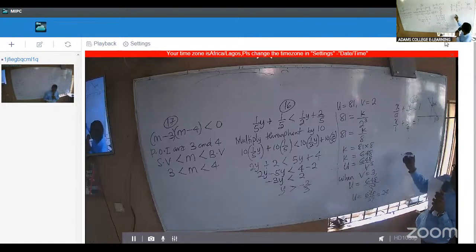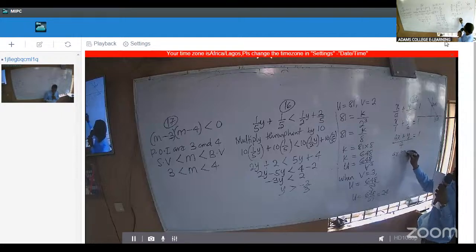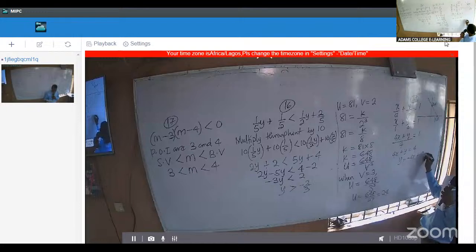Class, who can help me? What is x over 1 and y over 4? You draw line 4. What is 1 in 4? 4 times x, 4x. Thank you. What is 4 in 4? 1 times y equals what? 1. What do you have? 4x plus y equals 4. Transfer the 4x to that side. What are you going to have? y equals minus 4x plus 4.